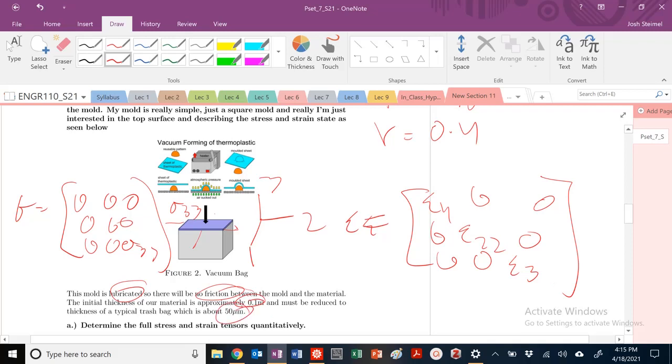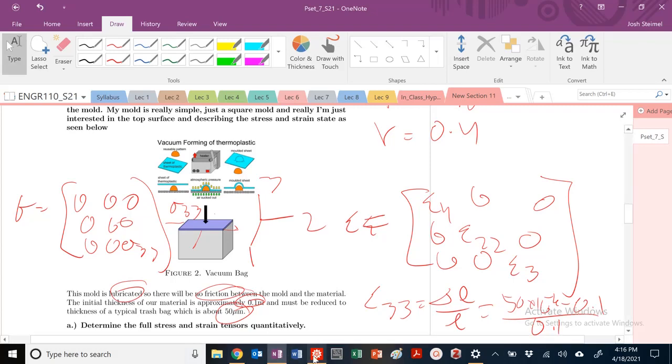So the initial thickness of our material is this. We need to reduce it to 50 micrometers. So I know that the strain in the 3,3 direction, because that's where we're reducing the thickness, is going to be the change in L, or thickness, over L naught, which is the final thickness, 50 times 10 to the minus 6, minus my initial thickness, 0.1, divided by my initial thickness.